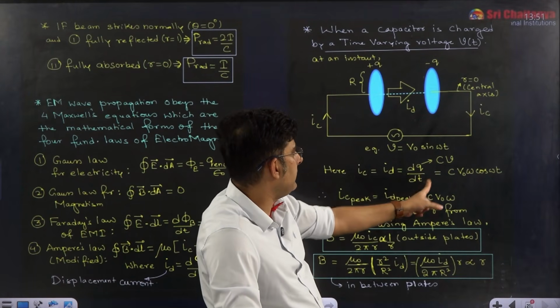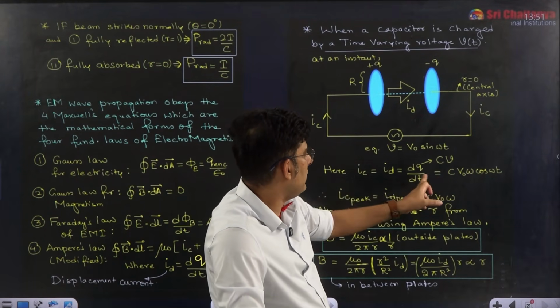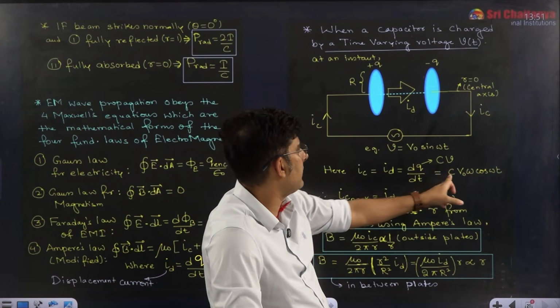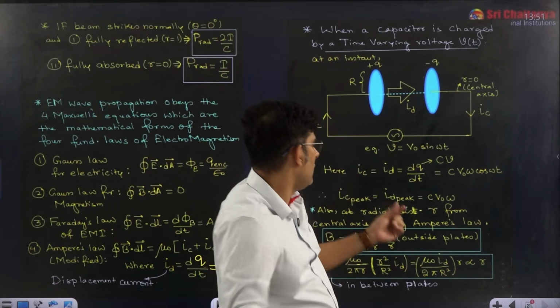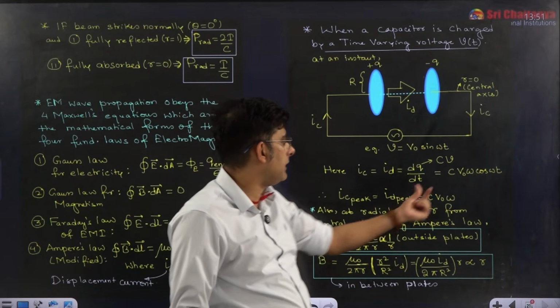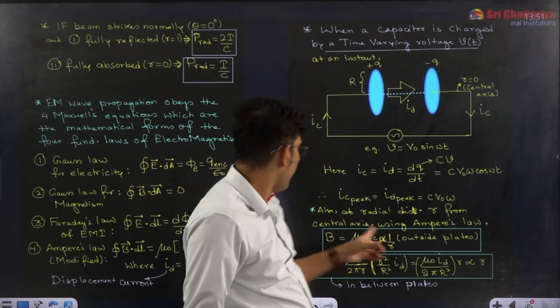So dq by dt, where q is CV. If you write voltage as sinusoidal, V naught sin omega t, you get both values as C V naught omega cos omega t. So if they ask you what is the peak value of conduction current or peak value of displacement current, you will say C V naught omega, that's it.